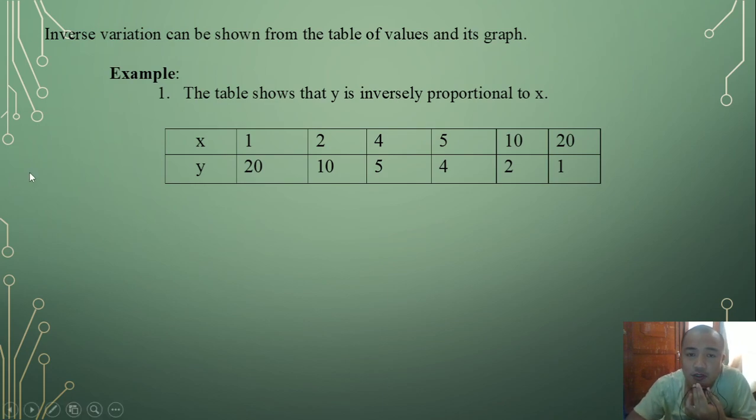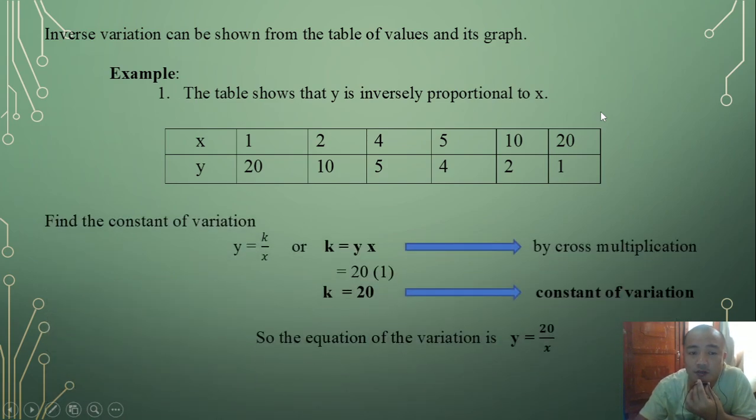So the table shows that y is inversely proportional to x. You can see we have here the values of x: 1, 2, 4, 5, 10, 20, while the values of y are 20, 10, 5, 4, 2, 1. So as x increases, y decreases. So this is an example. This table shows that y is inversely proportional to x. This is an example of an inverse variation.